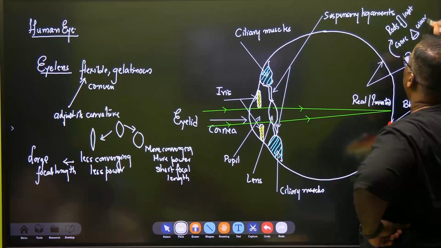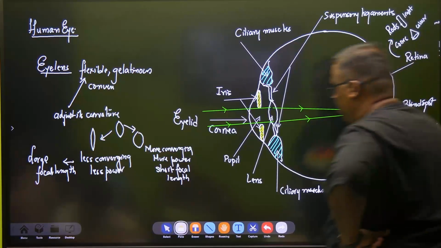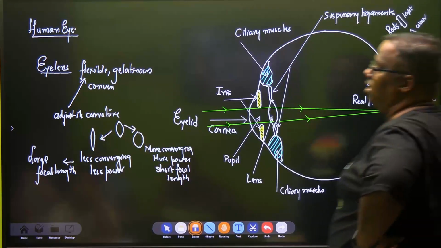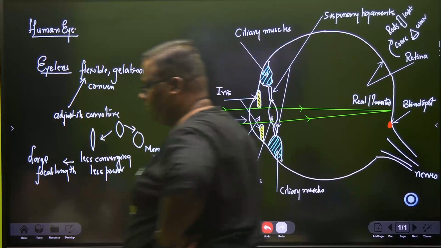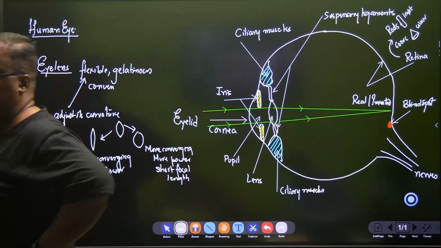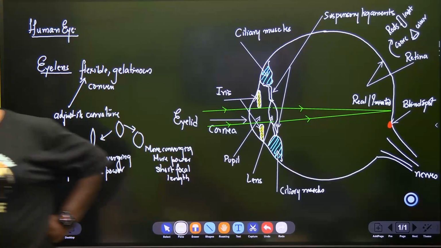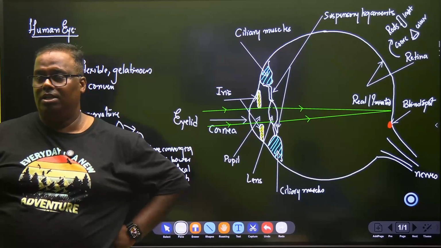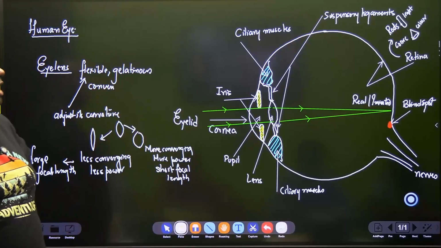So questions may come. If a person is unable to distinguish between colors, then that person is having a problem in cones, right? And for that, the natural medicine is vitamin A, riboflavin. So more of vitamin, carrot.